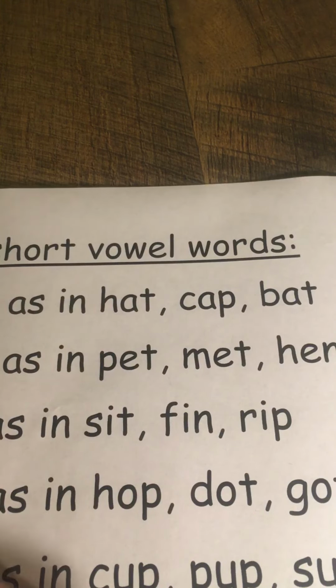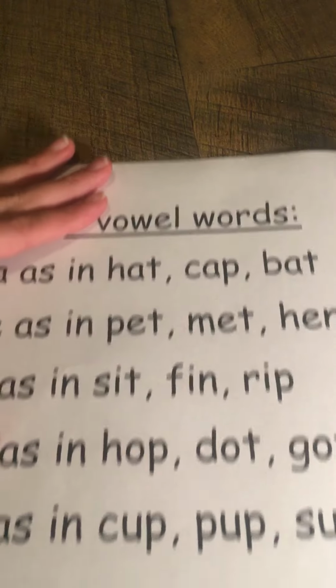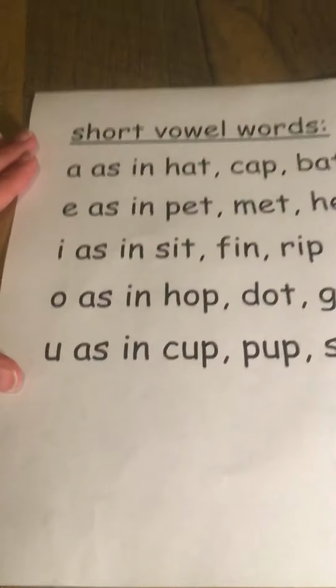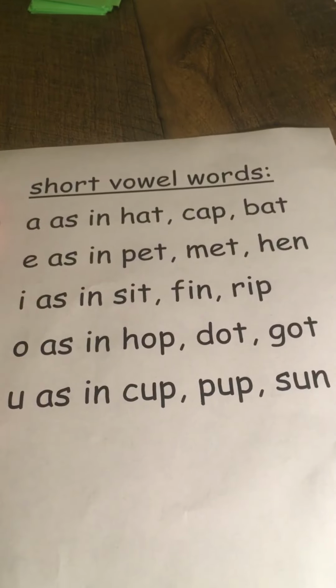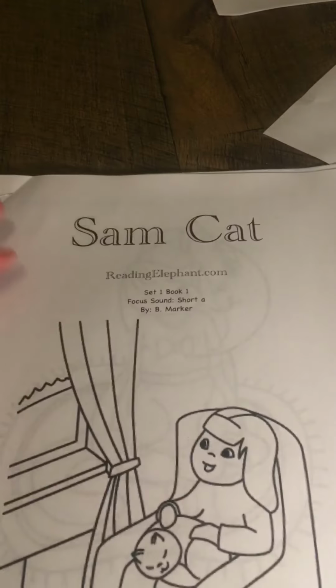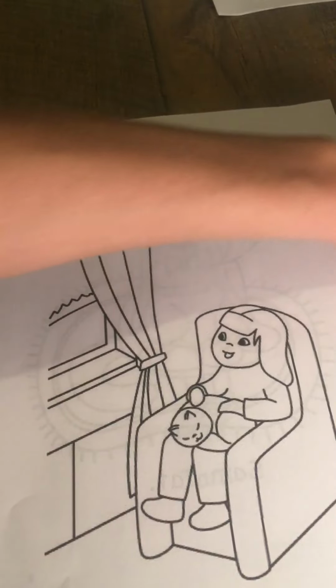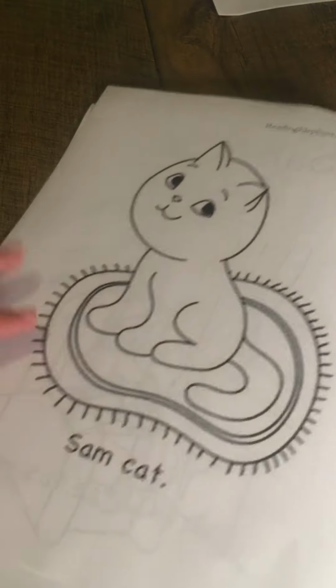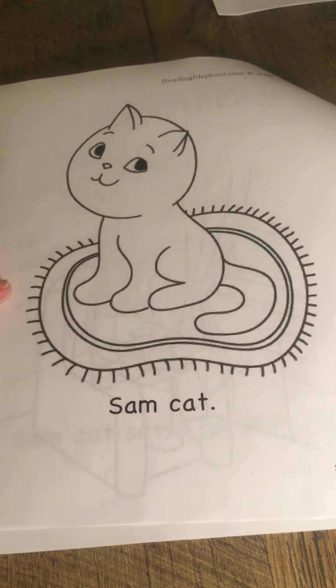So letter sounds are really important because they allow students to read short vowel words. And when kids are first starting out in reading, they need to read short vowel stories. So here's a sample short vowel story. Sam Cat. This is from readingelephant.com. And you'll see in this very first book, the student would only read about 1 to 3 words per page.